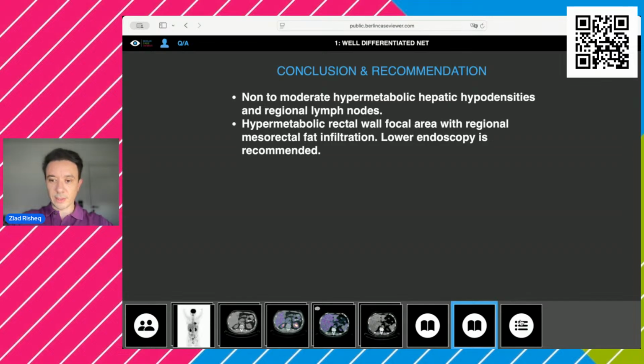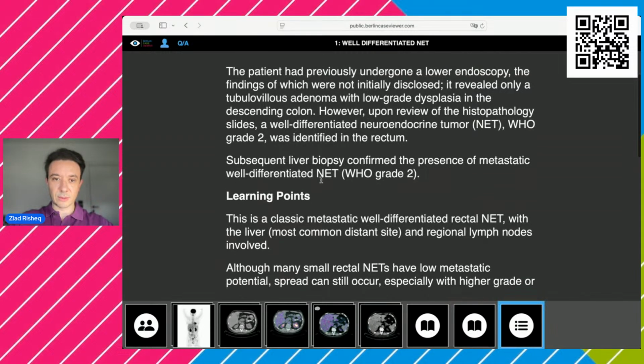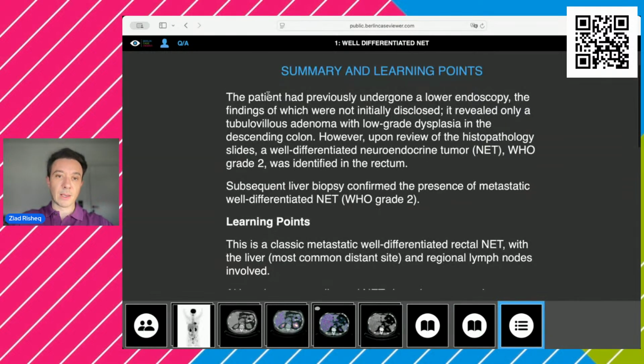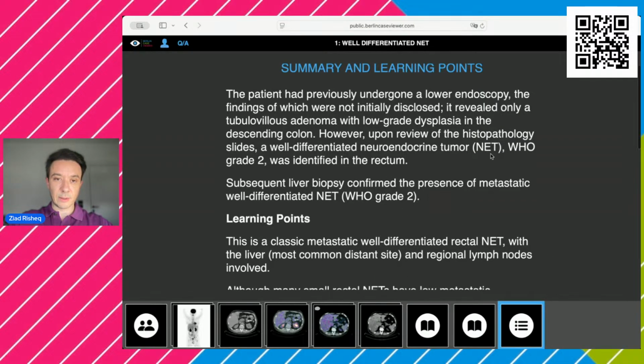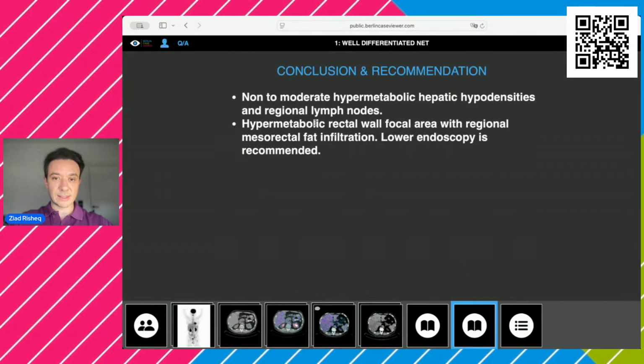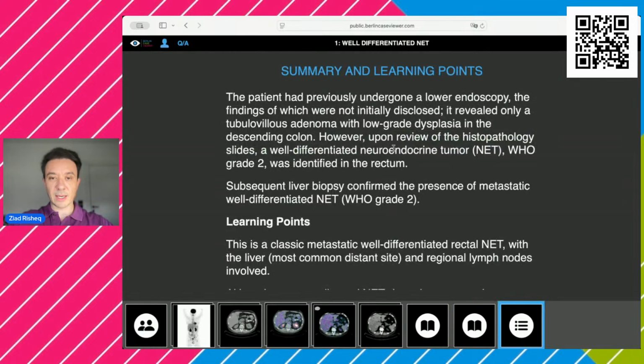And here, if you look here, this is a really nice addition. So you can see a summary of this case and the learning points. This patient did not say that he had a colonoscopy. This is why I said that a lower endoscopy is advised. He actually had one. When the referring physician called me, he told me that he actually had a lower endoscopy, and it was normal.